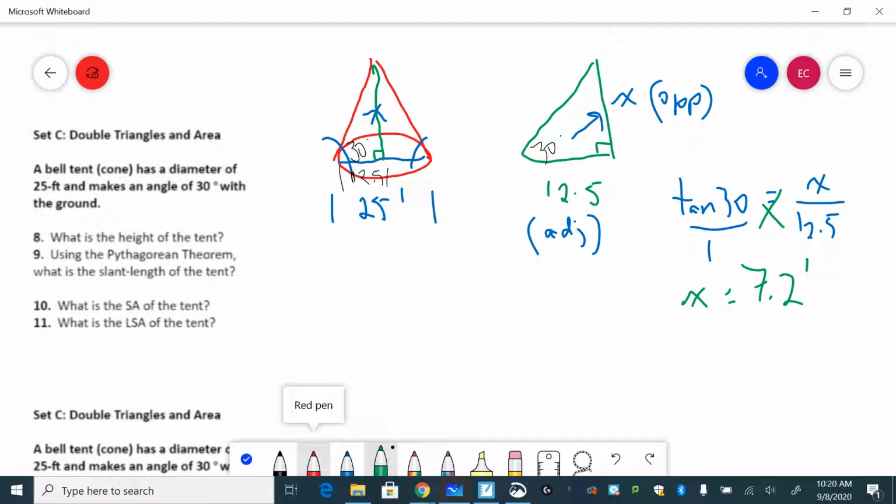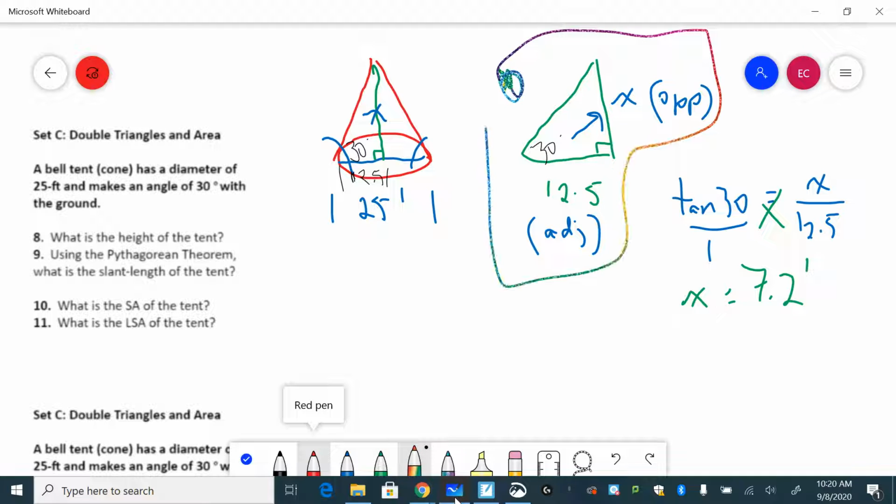Okay, let's look at number 9. Number 9 says use Pythagorean theorem to calculate the slant length. So I'm going to redraw this triangle right here. That's what we're working with. So if I redraw it real quick, what do we know? We know 12.5 is here, and we know 7.2 is here, and we're solving for the slant length, this length right here. I'm going to call it c.